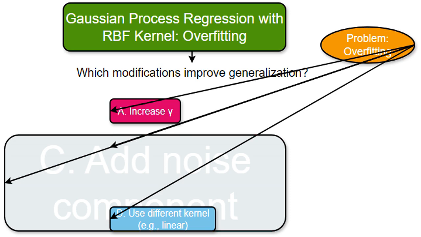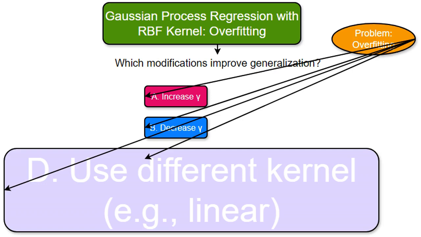Switching to a simpler kernel, like the linear kernel, is like changing your approach entirely. The RBF kernel, radial basis function kernel, is very flexible and can be prone to overfitting. A linear kernel makes fewer assumptions about the data and is less likely to overfit. It's a simpler model that will likely generalize better.